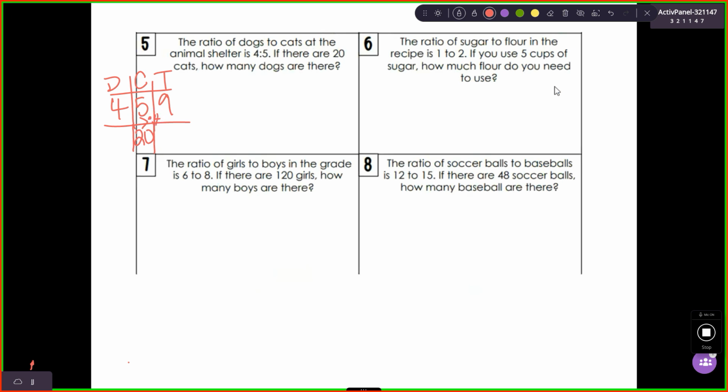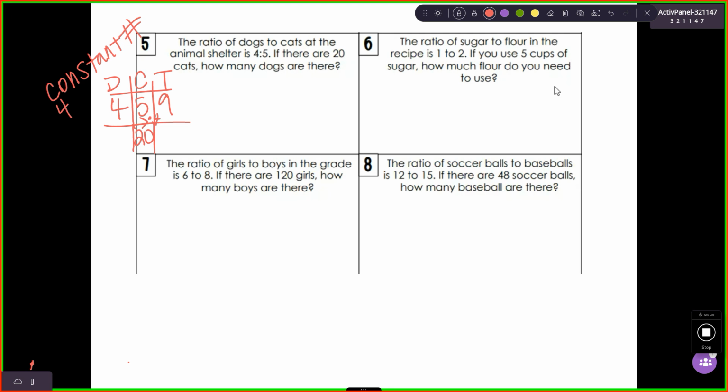And you have your calculator. If you're not good at your facts, all you have to do is 20 divided by 5 and you get 4. Now you know what you multiply by, okay? So 5 times 4 is 20. Am I done? No, ma'am. That was my constant. What was my constant number? 4.